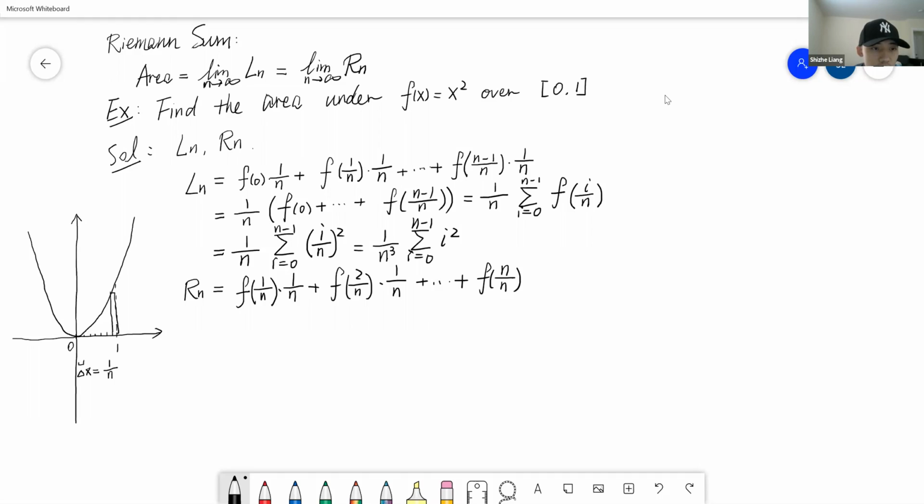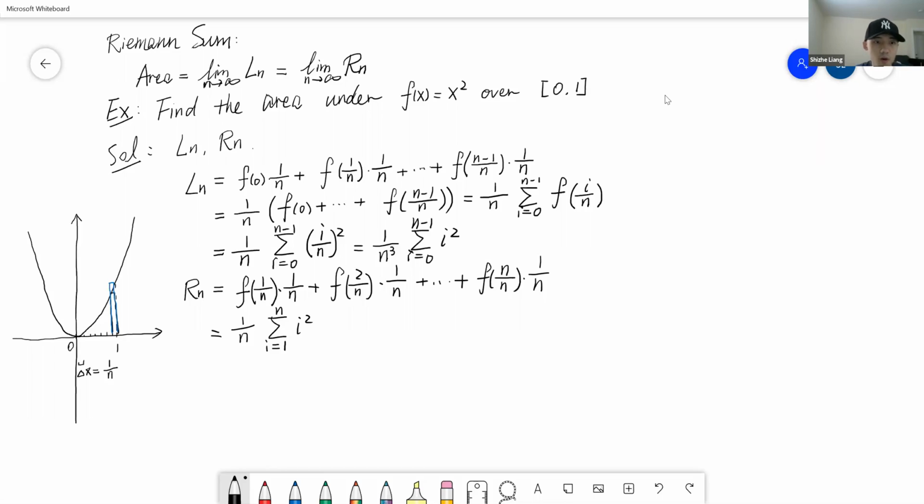In this case, let me use another color. I'm going to draw this very carefully. In this case, we're using this rectangle, with the right endpoint on the curve. So the last right endpoint is just 1, which is n over n, times 1 over n. Great. Okay, so doing the same thing as we just did for Ln, this is equal to the sum from i equals 1 to n of i squared.